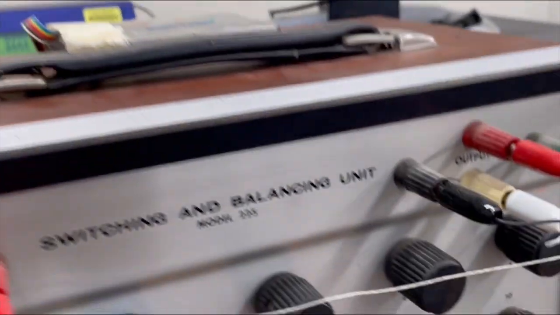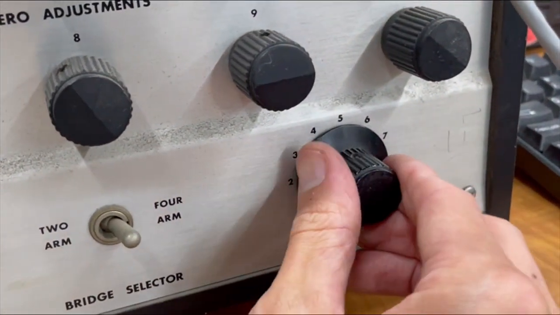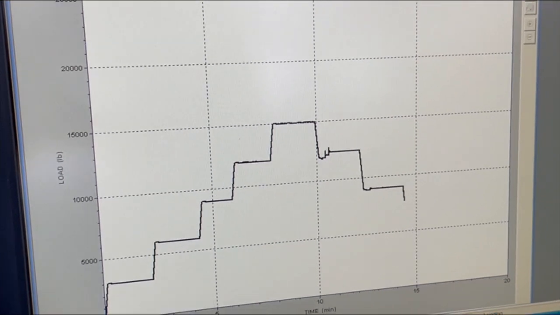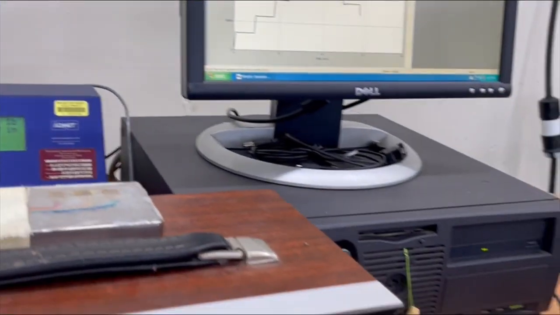I'm going to change this back to channel 1 on the front of the switching and balancing unit. Okay, see, it's dropping back down. See this? Anyone want to take a channel 1 reading?